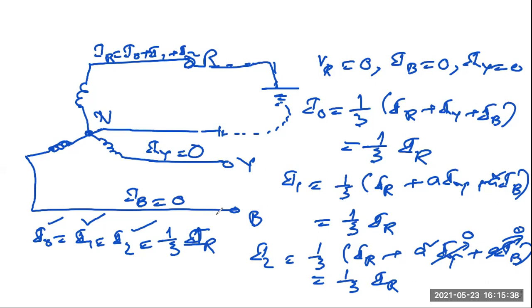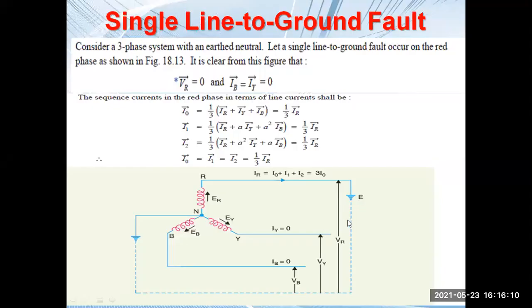How will this network be connected? Positive sequence and zero sequence network, if the currents are equal. That will be connected in series because the current remains the same.